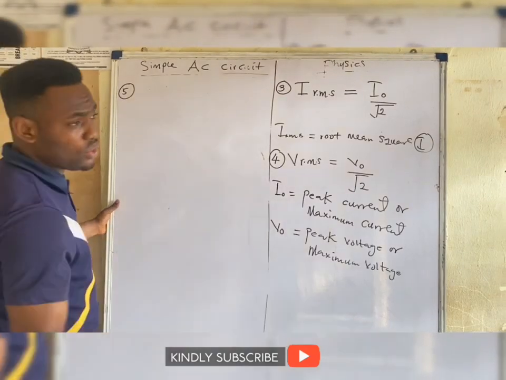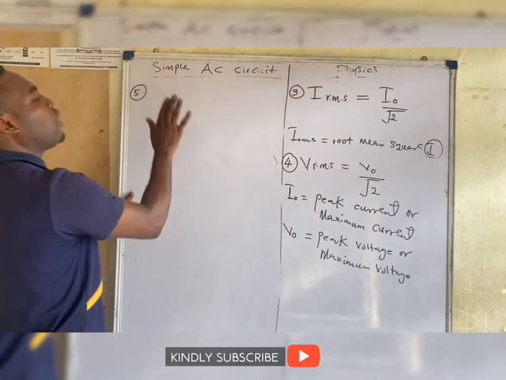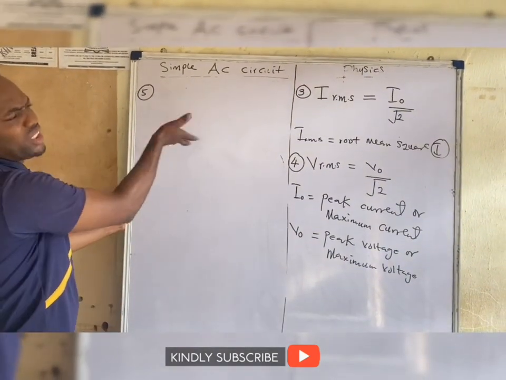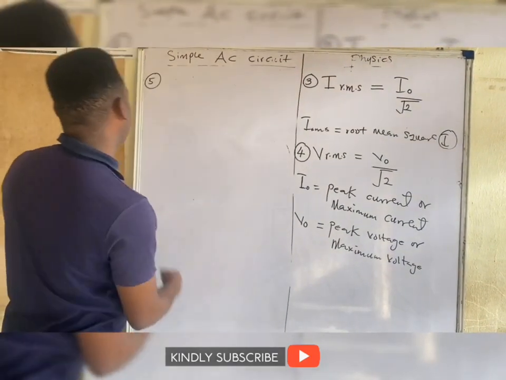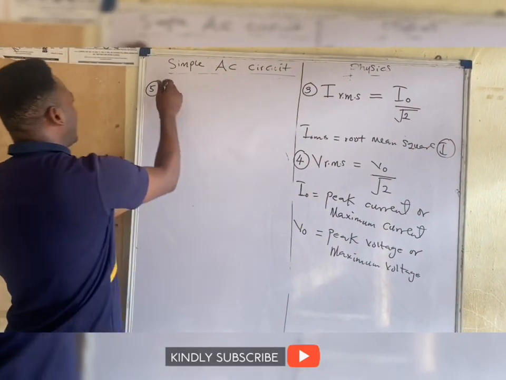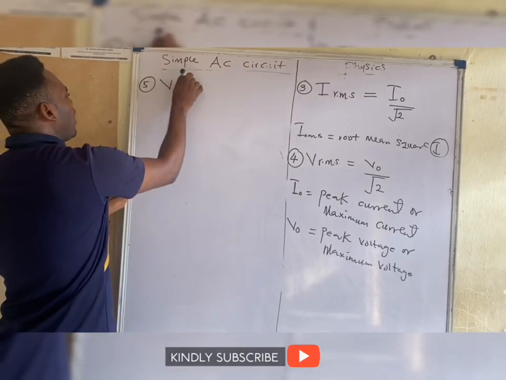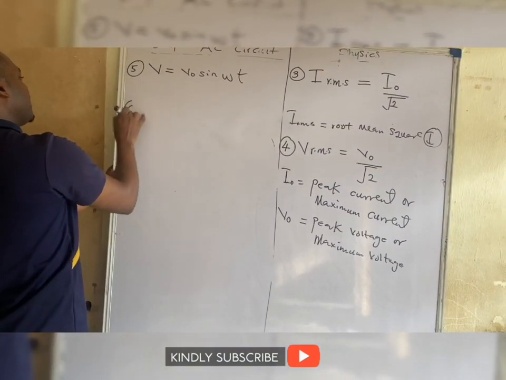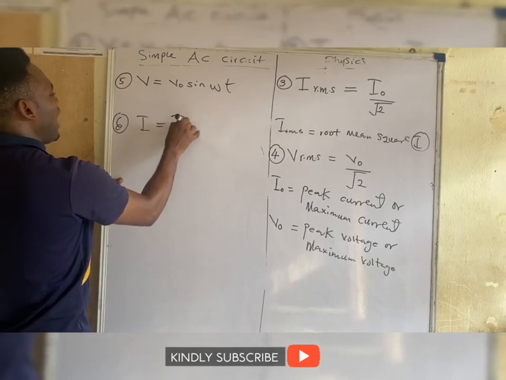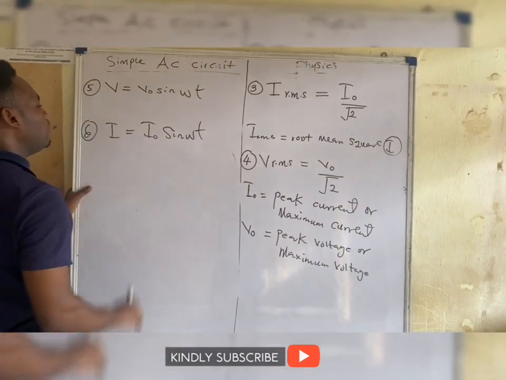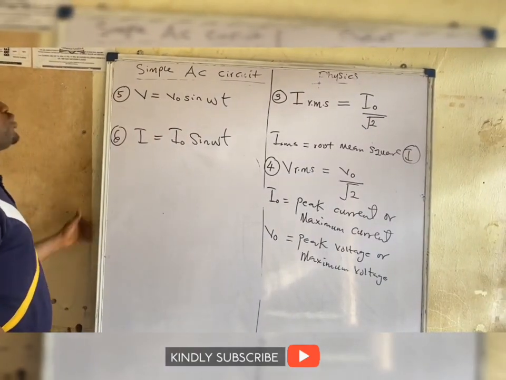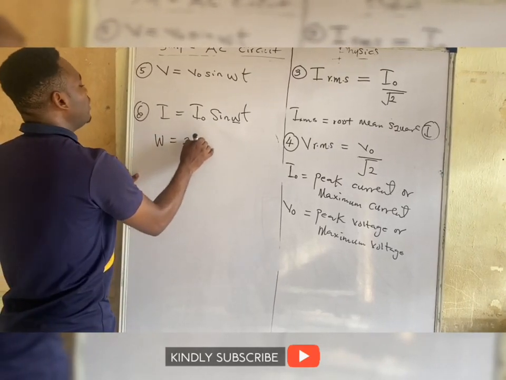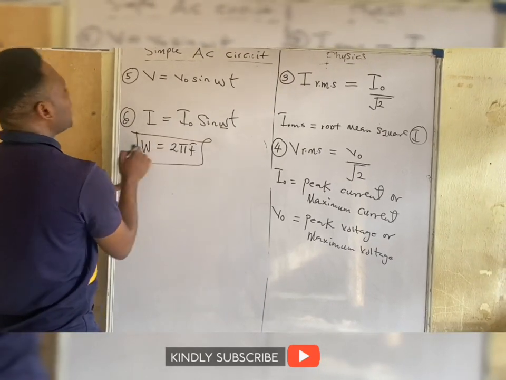Alright, I said I want to spare us all the theoretical aspect of this topic and focus on the calculation, so that by next video, we talk about the theoretical aspect. But we don't have much thing to talk about in the theoretical aspect of this. So number 5, we have another formula, very, very important. V will be equal to V naught sine WT. Then 6, I will be equal to I naught sine WT. Of course, we know that omega W is given by the formula W is equal to 2 pi F. Very, very important for both cases.